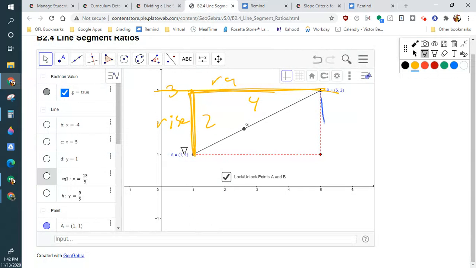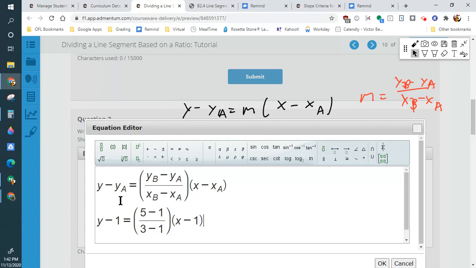Remember, this is your A, this is your B. The sub just means where is that letter coming from. So where's this y value coming from? From my point A. Where's this y value coming from? From my point B. Where's this x value coming from? From my point B. That's all that's happening.